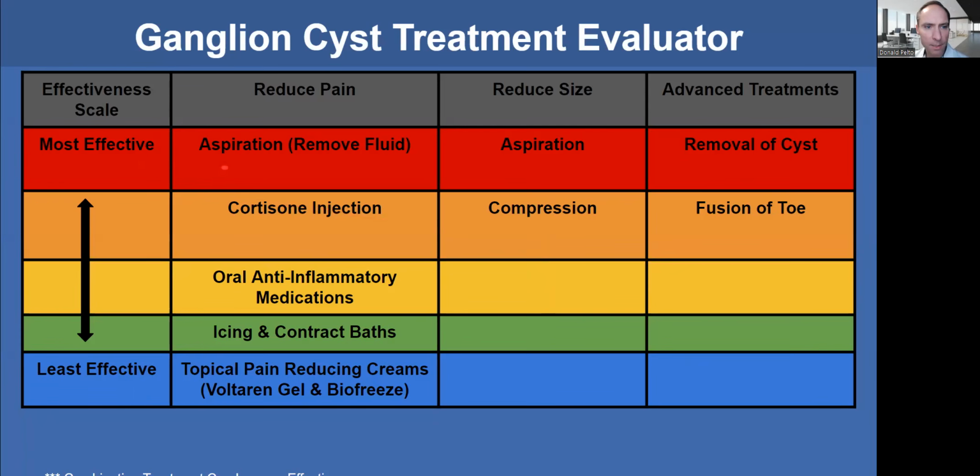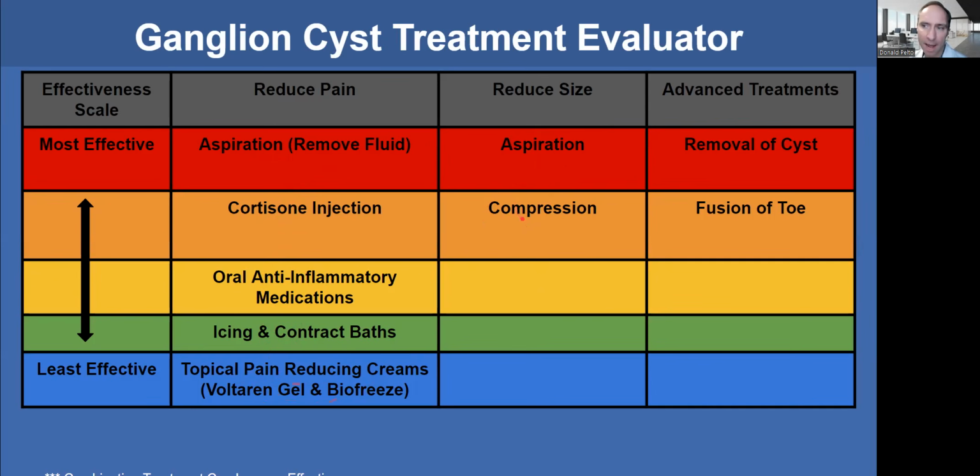What I find most effective is aspiration, which is removing it, and then you can reduce the pain, reduce the size, and advanced treatment. So to reduce the pain, you aspirate it to make it smaller so it's not aggravating a nerve or aggravating in your shoe. Sometimes we can do cortisone. Usually just pulling out the liquid's enough, but cortisone can sometimes make it stick to itself a little bit better or shrink down. Anti-inflammatories and icing, they're not going to really resolve the cyst. They're just going to make it feel a little bit better. The same thing with the topical creams, CBDs, BioFreeze, Voltaren gel. To make it get smaller, aspiration is the best thing. And then compression is so it doesn't fill back up again.